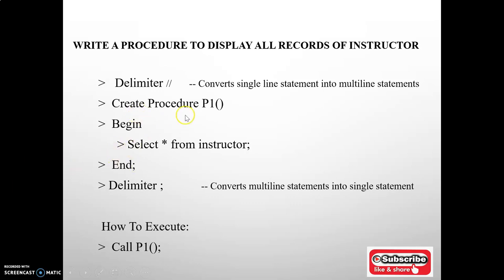Then create procedure P1, there are no parameters, so opening bracket, closing bracket, begin, select star from instructor, and then end. After ending, that procedure will be created, and again we will use delimiter space semicolon. So what it does, it simply converts multi-line statements into single statement. And after creating that procedure, how to execute that procedure? Call name of the procedure, opening bracket, closing bracket, and semicolon. That procedure will be called.